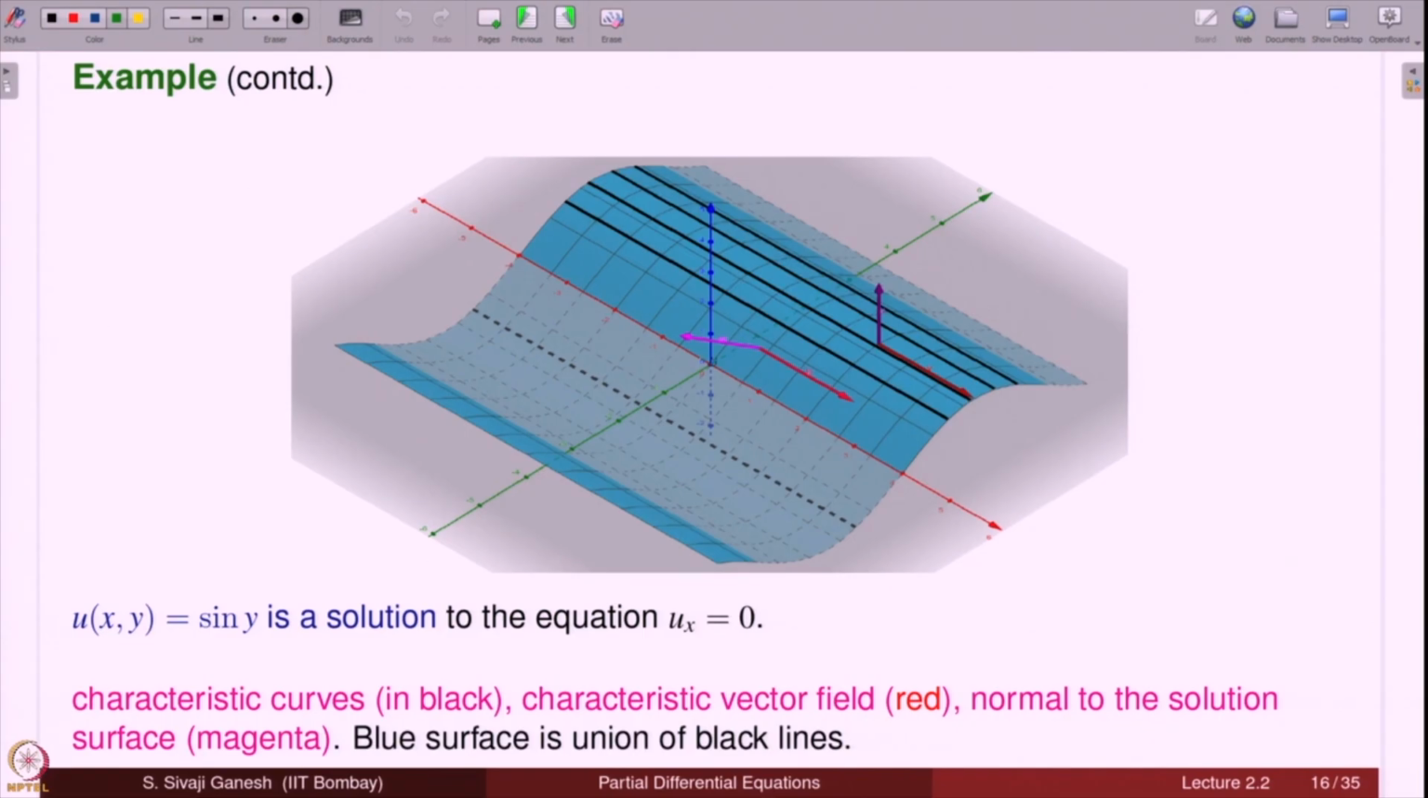The blue surface, this is just an observation, and this is in fact also a general situation, we will show the theorem later on. The blue surface is the integral surface corresponding to the solution u(x,y) equal to sin y. So, z equal to sin y is this. That is the union of these black lines. So, you can think one line keeps on moving and you get the surface.